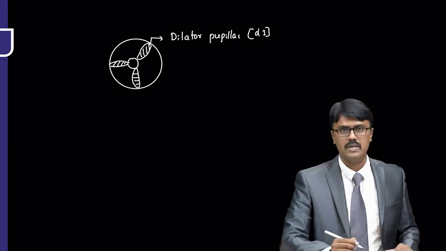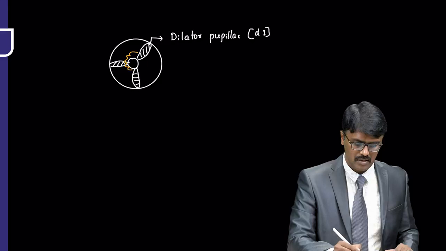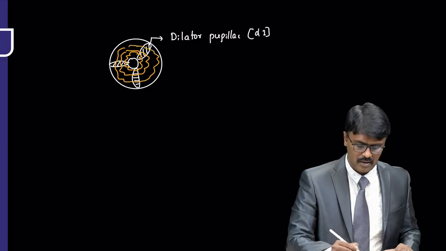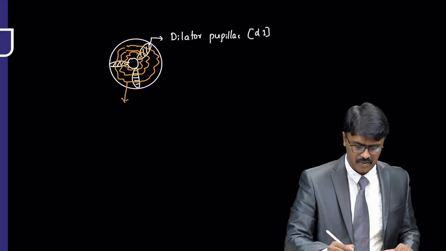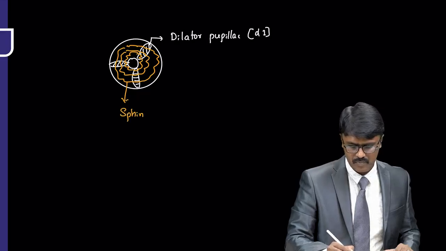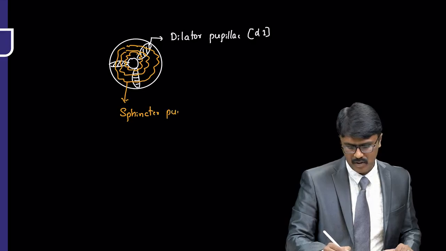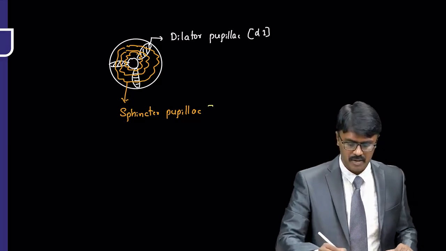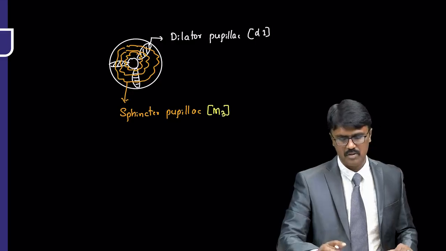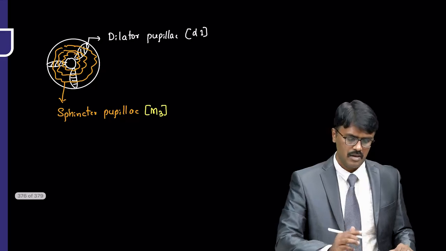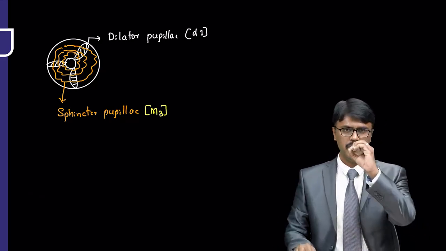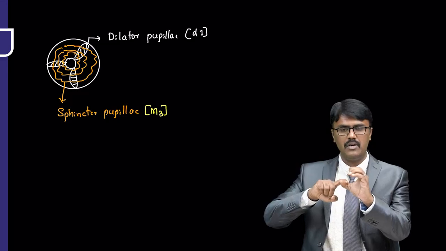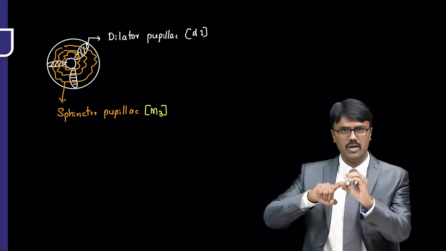Now another muscle present in the pupil is like a circle. They are the circular muscles, and we call them the sphincter pupillae. The sphincter pupillae has a receptor called M3. Now they are in balance. The constrictor pupillae is trying to constrict, and the dilator pupillae is trying to dilate. So they are in balance, and the pupil size is normal.